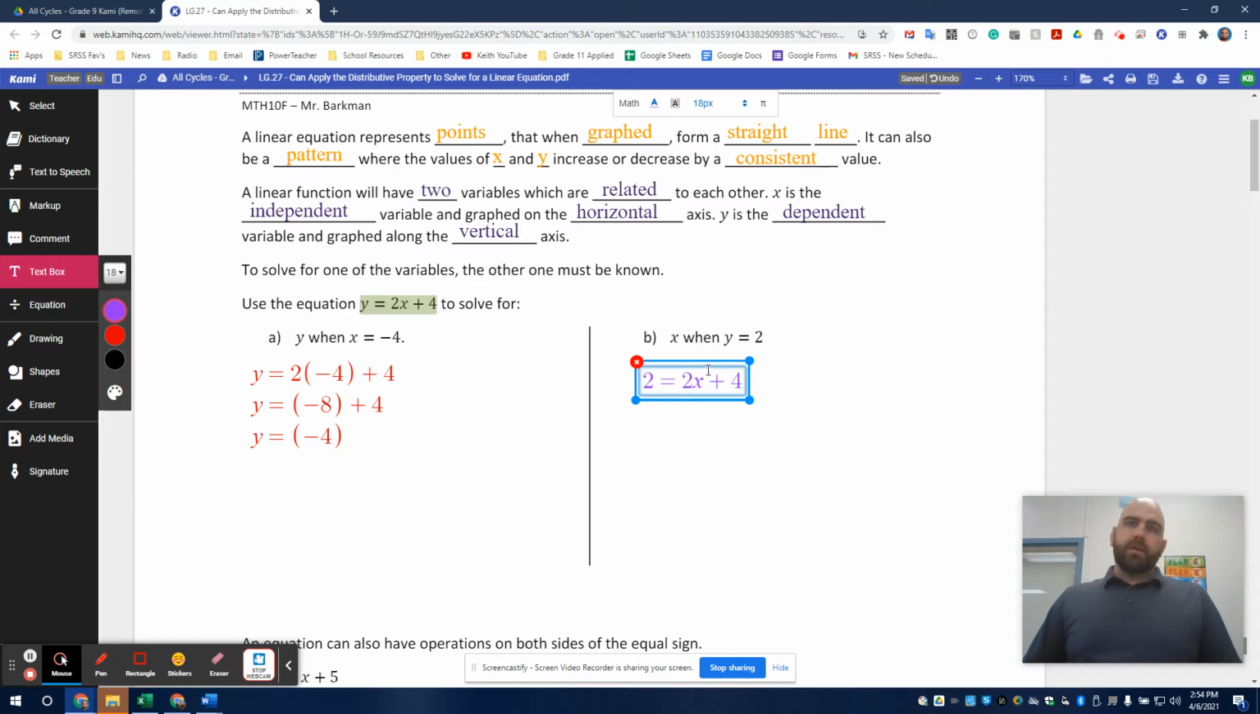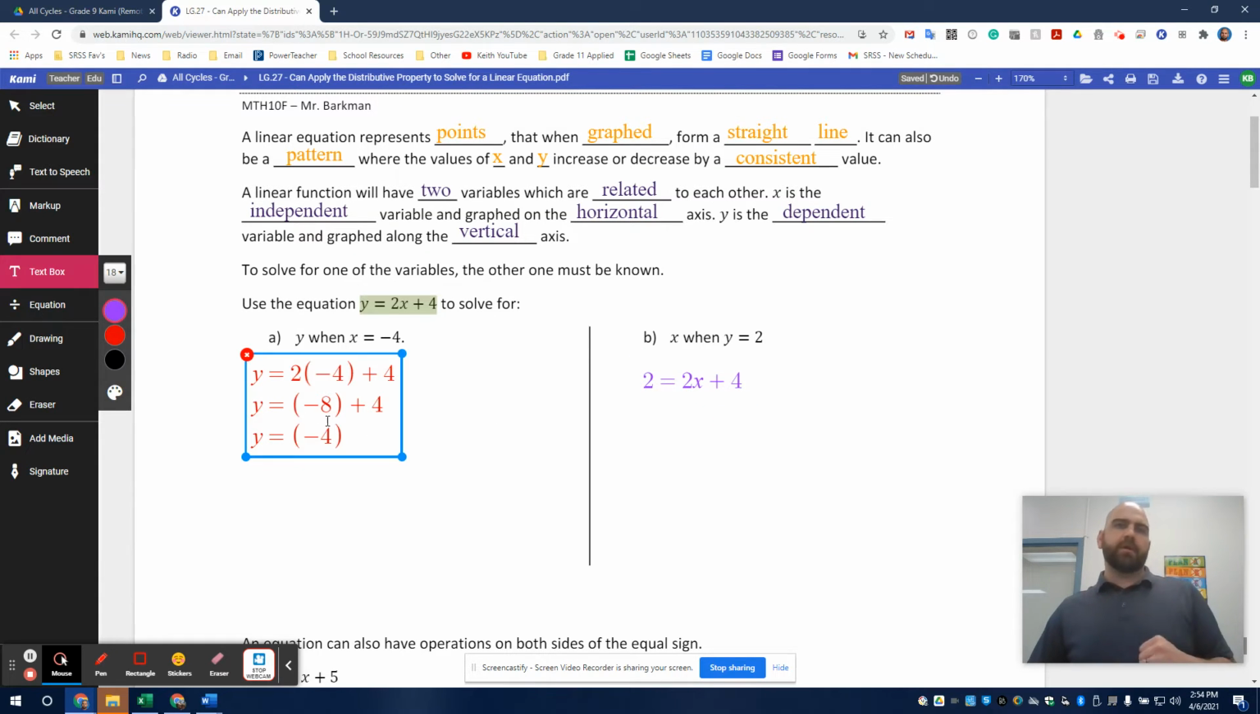All right, so this is what we're going to have here. We have 2 is equal to 2x plus 4. Now, to find out what x is, we can't just solve like we did for y. We actually need to isolate x and get it all by itself. Here, y is already isolated. It's all by itself.